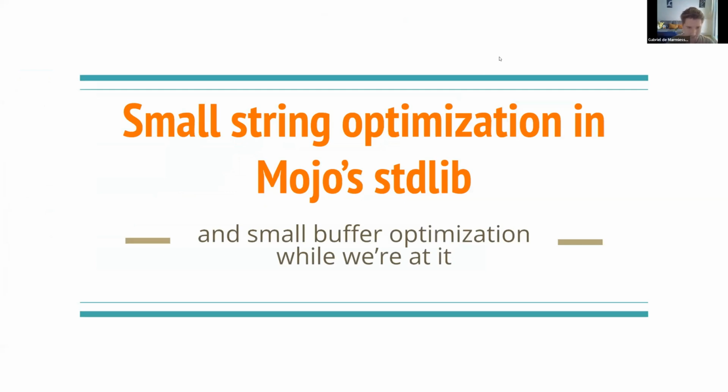Yeah, so I'm going to give you a bit of an update on the small string optimization and small buffer optimization work on the standard library. To be clear, the pull requests are already made, the CI is green, and the maintainers are generally in favor. It's just an update about how we're doing it and the lessons learned.